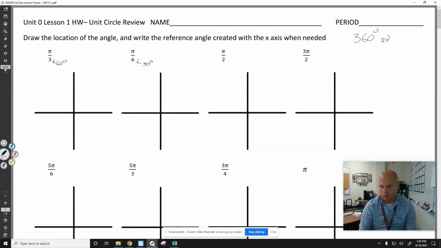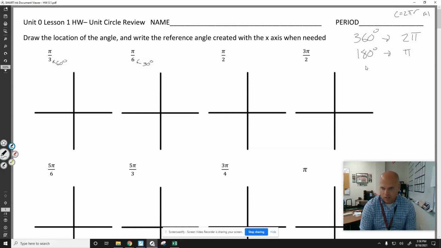360 degrees corresponds with 2 pi radians. The circumference of a circle is 2 pi r. When r is 1, we have a unit circle. So the circumference of a circle is 2 pi units. So 360 degrees all the way around the circle is the same as 2 pi units. And then you just start dividing. Divide that by 2. 180 is 360 divided by 2, which means that's pi.